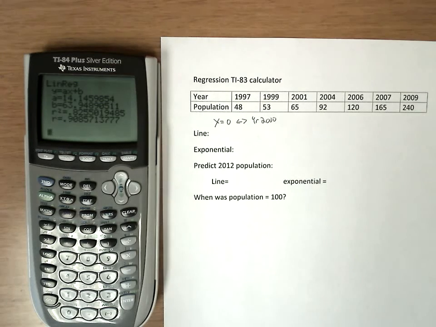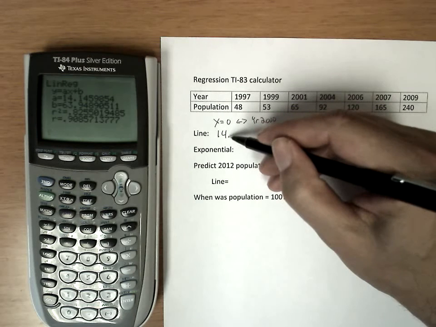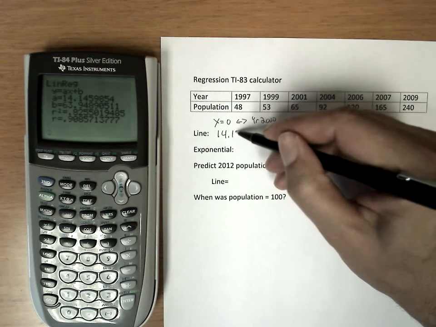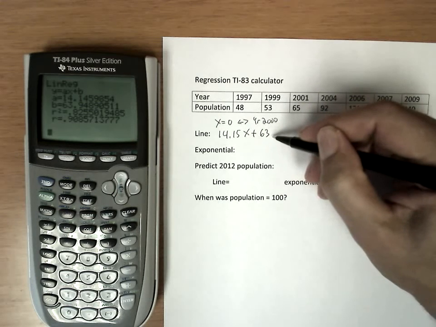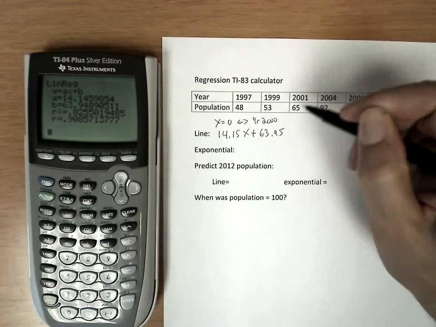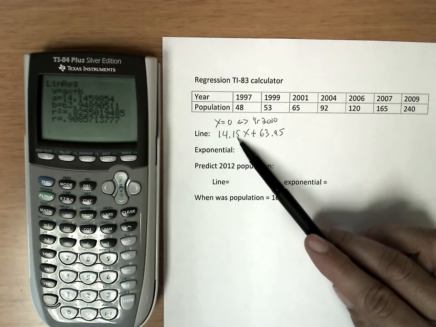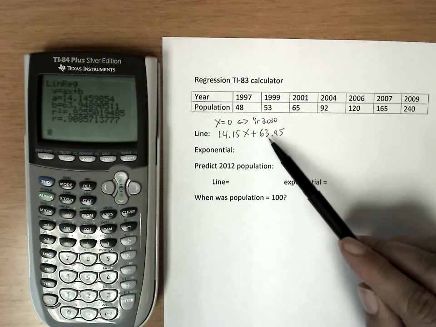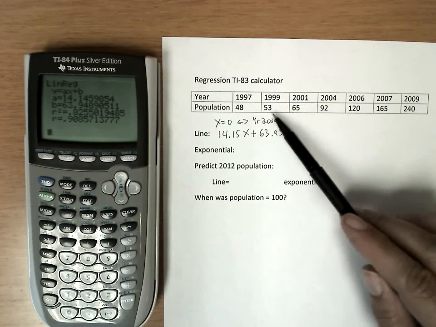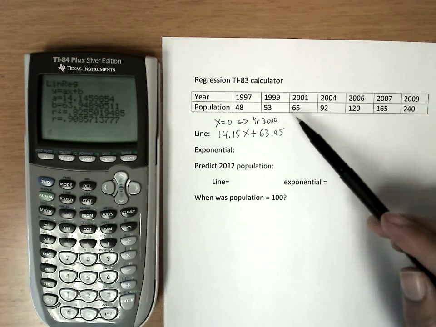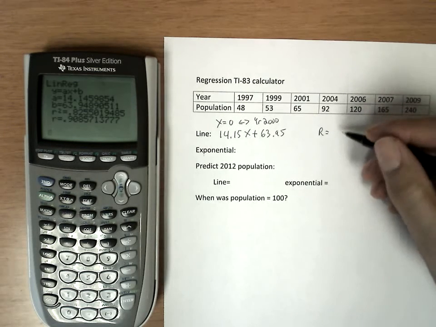The equation is ax plus b with the given a and b values. I'm going to round those off just a bit for convenience writing them: 1.5x plus 63.95. So we see the population is increasing at 14.15 per year. And in year 0 it would have been 63.95, with 0 being 2000, which sort of makes sense in between those two numbers. We also get something called an R value, and that's talking about how well the line is fitting the data.